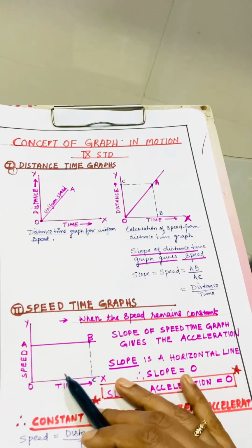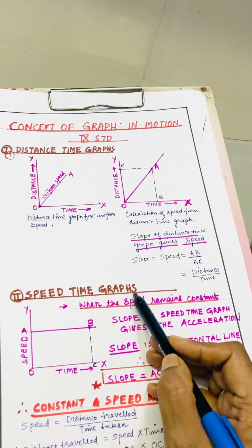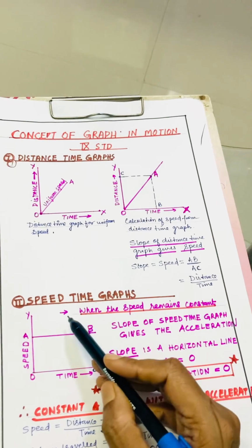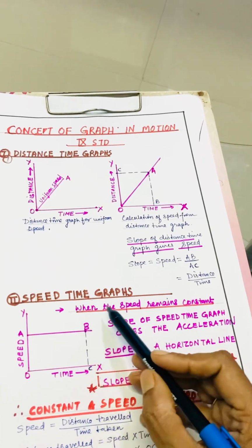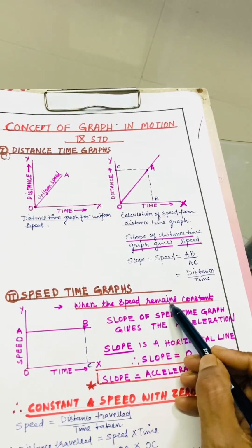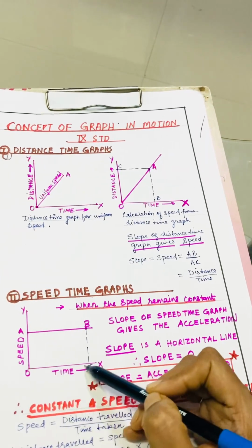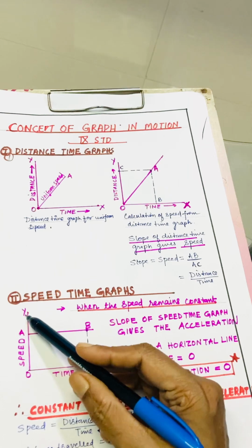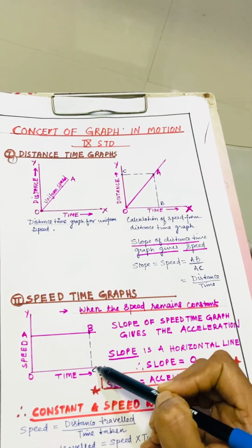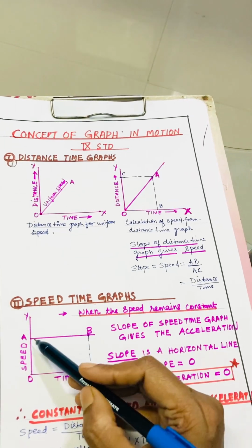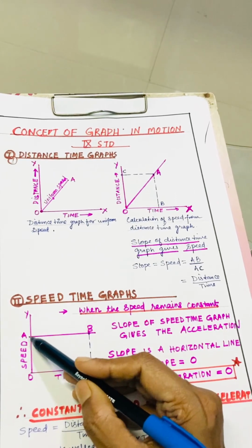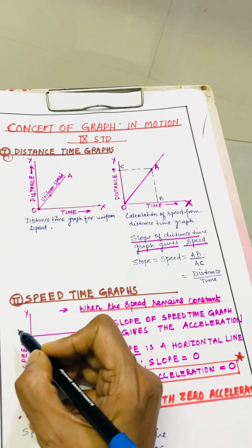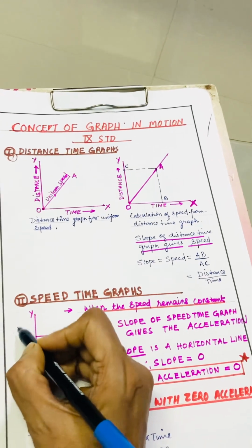The second graph we will study is the speed-time graph. There are many cases in the speed-time graph. Let us take the first case, when the speed remains constant. In this speed-time graph, speed is plotted on the y-axis and time is plotted on the x-axis. Suppose at this point A, the speed is 10 meters per second.